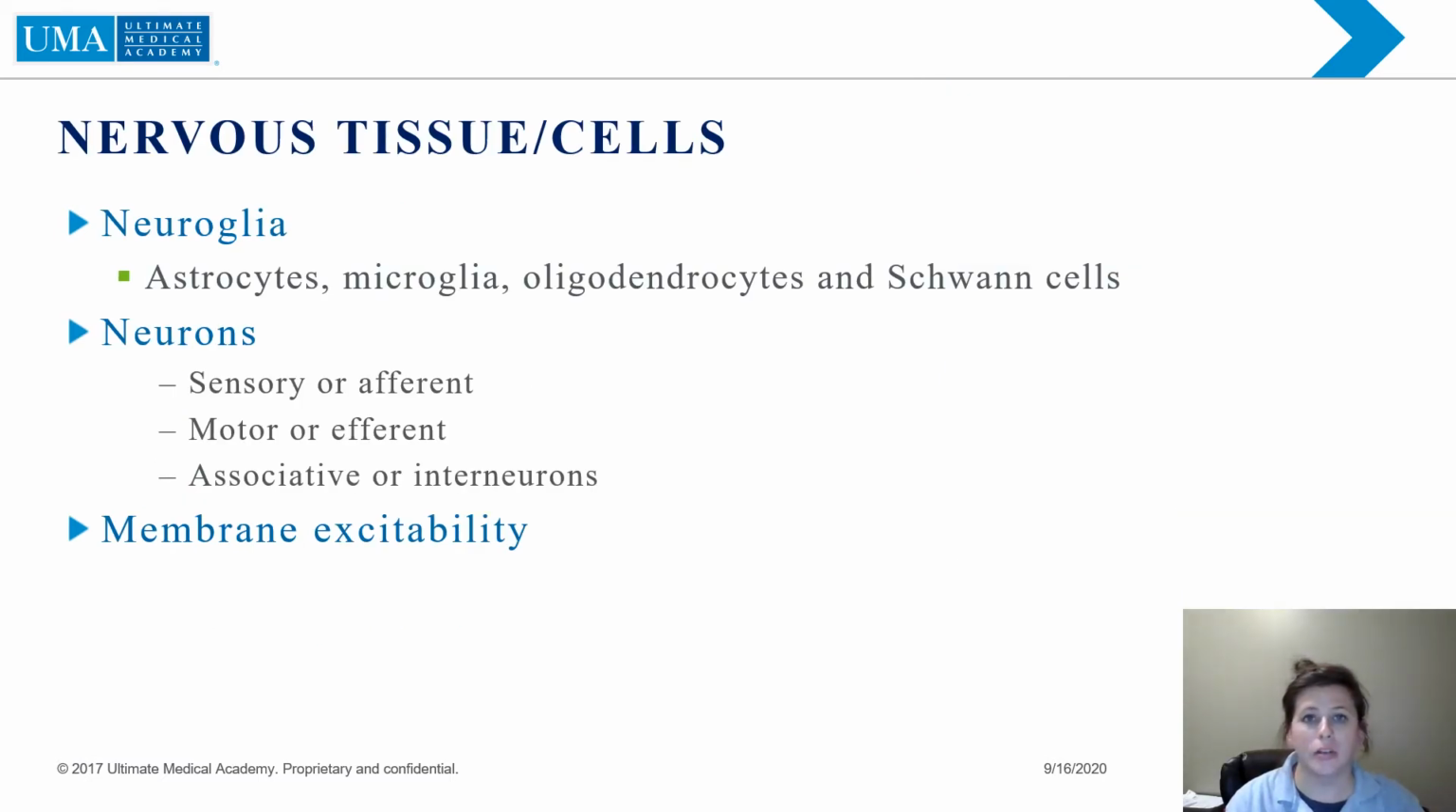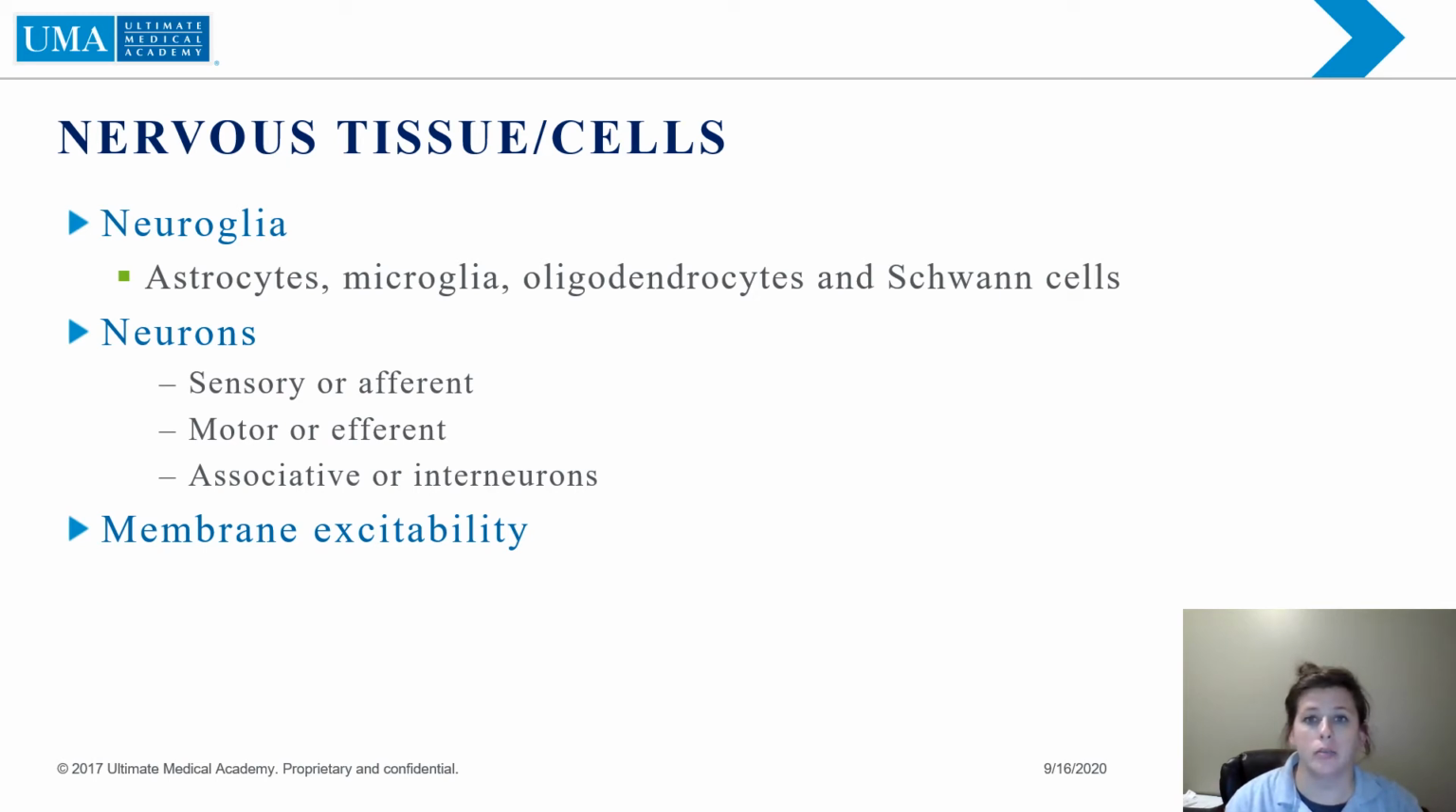Now, let's discuss the nervous tissue. Nervous tissue consists of two major types of nerve cells. The first is the neuroglia. This includes astrocytes, which transport nutrients to neurons and restrict what substances can enter the brain. This forms what is known as the blood-brain barrier. Then microglia. These remove cellular debris.